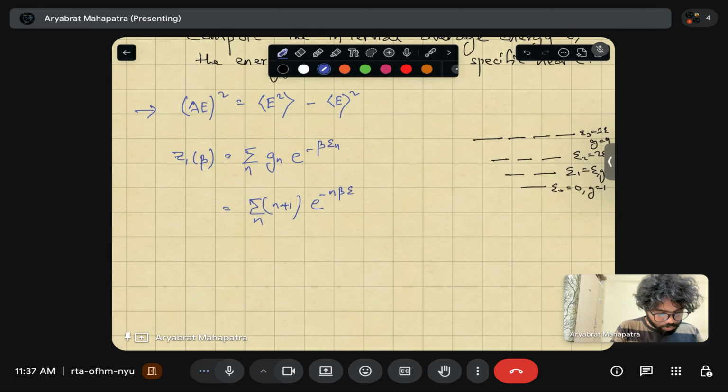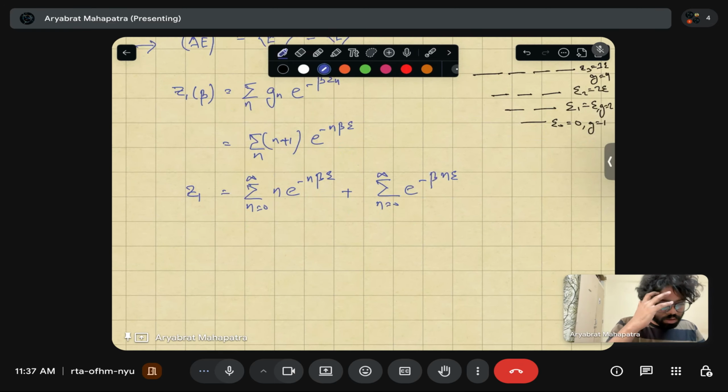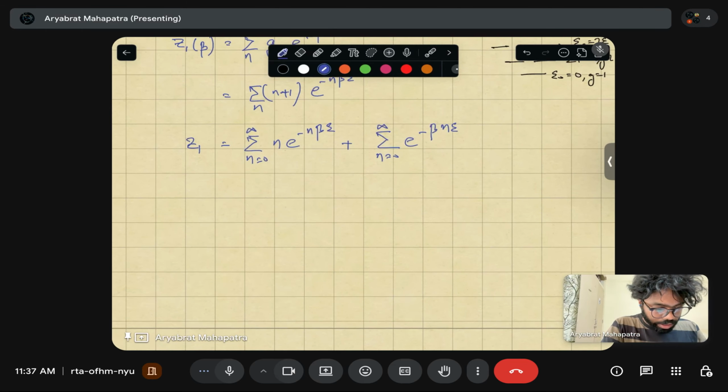So basically you have two summation terms. Your Z1 is the sum over n from 0 to infinity of n exponential negative n beta epsilon, plus again the sum over n from 0 to infinity of exponential minus beta n epsilon.